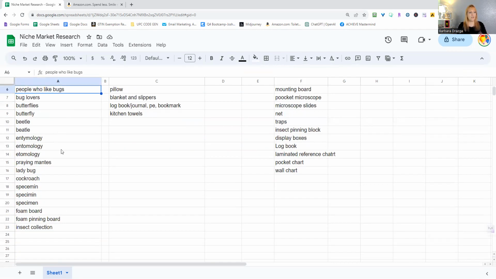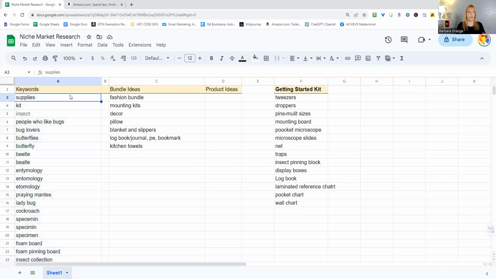And as I'm doing that, I start seeing keywords appear over and over in different places. Supplies and kit were keywords that kept showing up for me during my research. And then I decided, okay, let me research some bundle ideas: kitchen decor and logbooks and blankets and slippers, mounting kits, fashion bundles, people who like to wear bug-related things like t-shirts and earrings. And the first bundle I decided to flesh out.